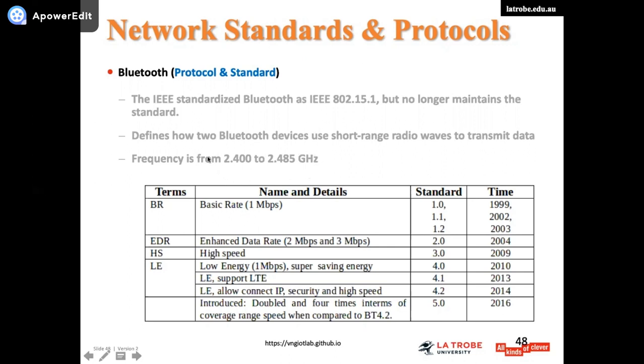Bluetooth also has different generations. The first generation we call Bluetooth 1. It started from last century, 1999. At the beginning, the data rate was very, very slow, only 1 megabit per second. For Bluetooth 2.0, the data rates increased to 2 and 3 megabits per second, but still quite slow. Even for Bluetooth 3, the speed is still slower than Wi-Fi.